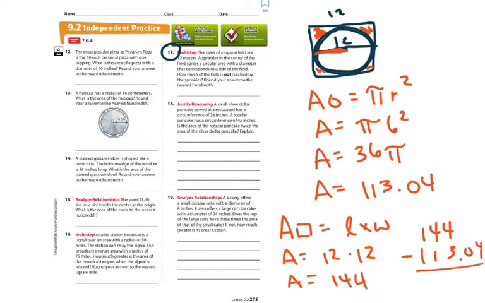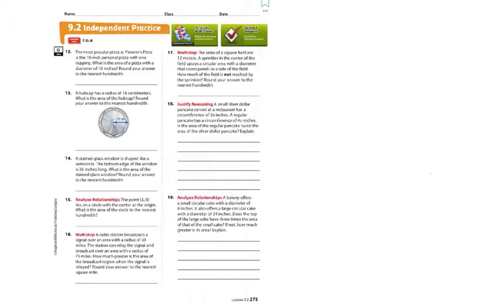113.04, and I end up with about 30.96. Whoops, I'm sorry. I'm going to try and squeeze these numbers in without changing. No, I'm too close to the arrow to change the page, but you get the idea. It's 30.96 meters squared because we're talking area. So that's how you solve those types of problems. It's a multi-step problem, but in this case you had to find the area of both of them and then subtract. Hope that helps.